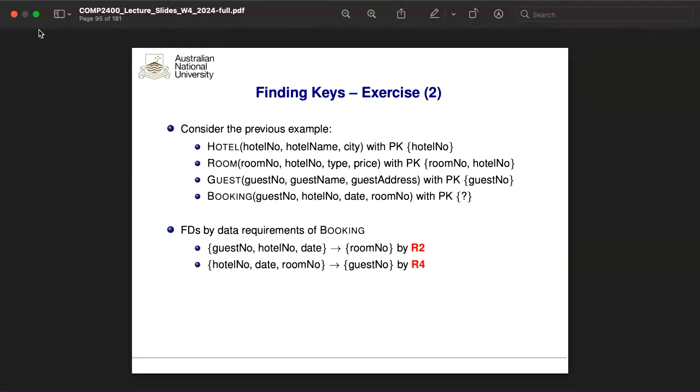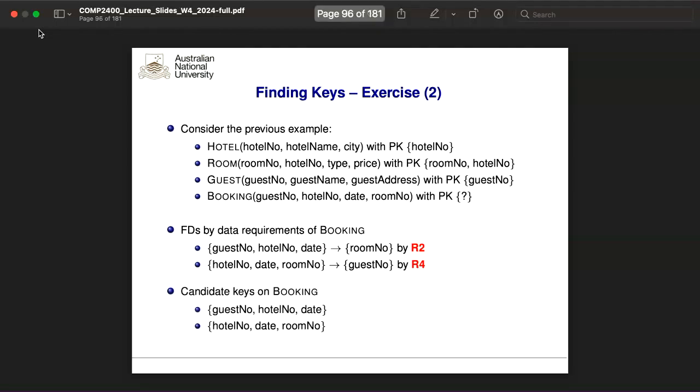If we look back, the previous example, we talk about we have 4 data requirements that give us 2 function dependencies. So in this case, we can use these function dependencies to determine the primary key of the relation booking. Because how can we choose primary key? We can just base on function dependencies. In this case, we can have 2 options.